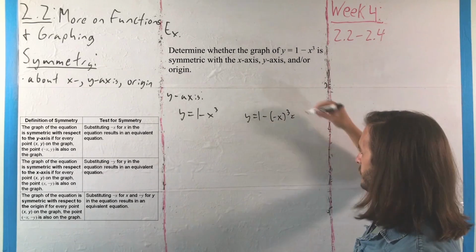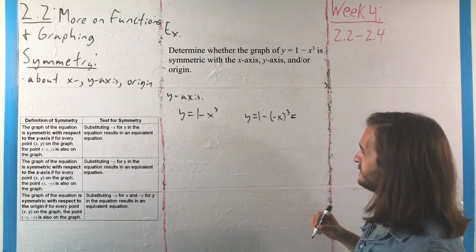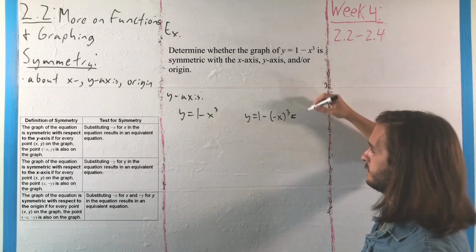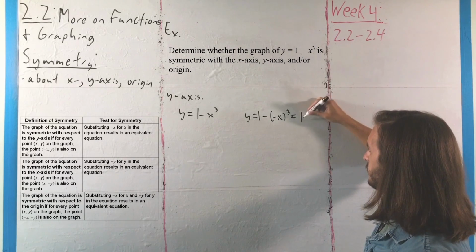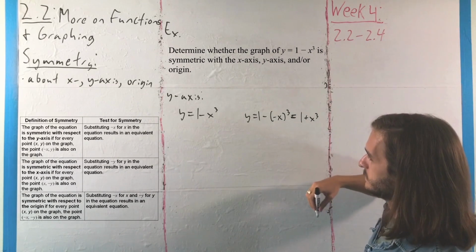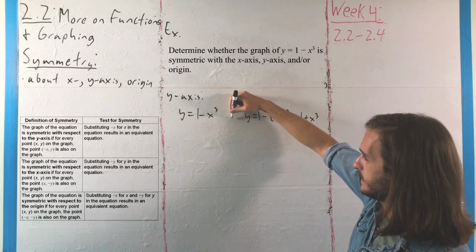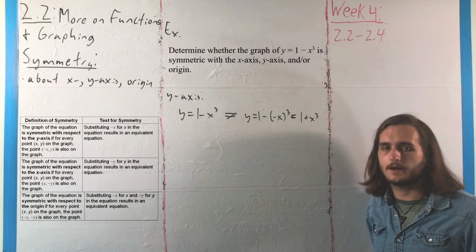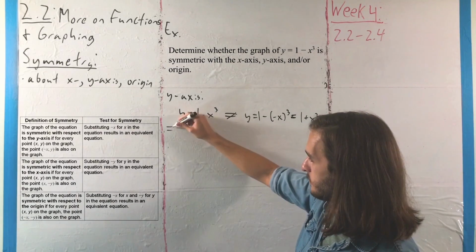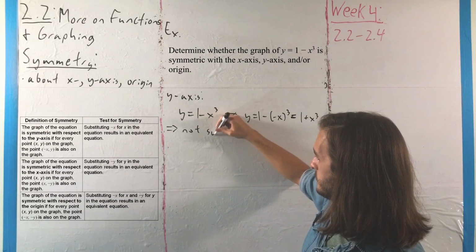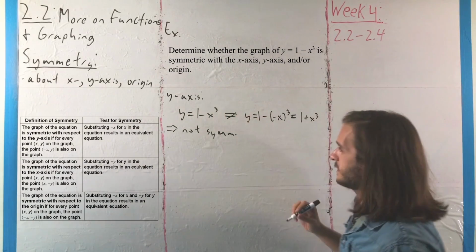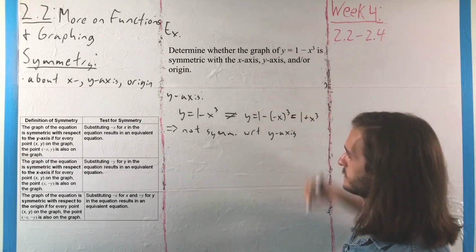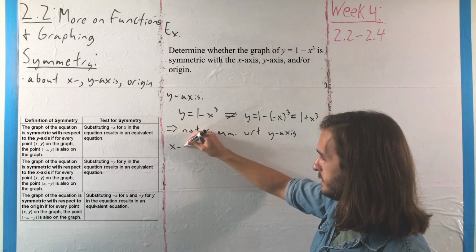Negative x cubed is going to end up having a triple negative, so it's going to stay negative and become 1 plus x cubed, and these are not quite the same. So I'm just going to use some bad notation and say they're not equal. We don't get what we want there, so we are not symmetric with respect to y. I'm going to abbreviate that, not symmetric, with respect to WRT, the y-axis.